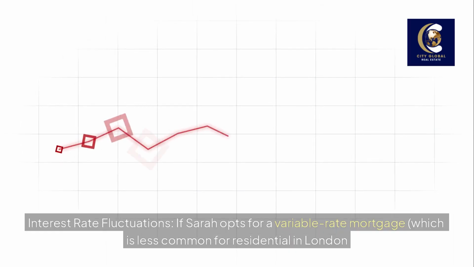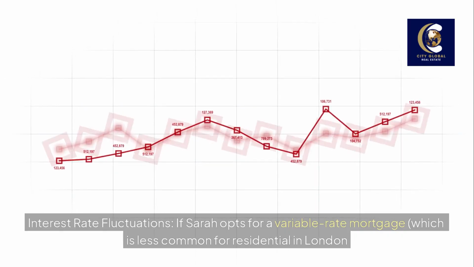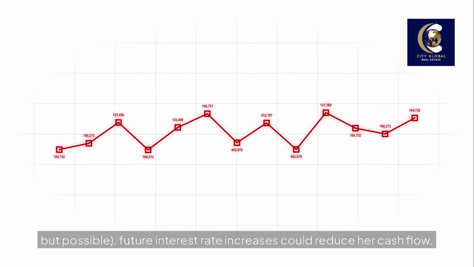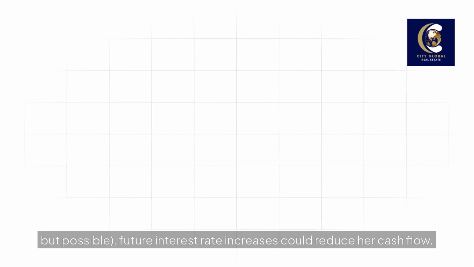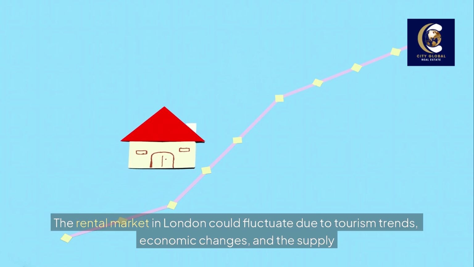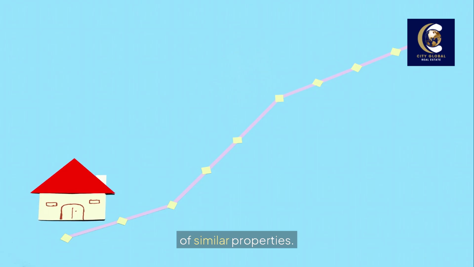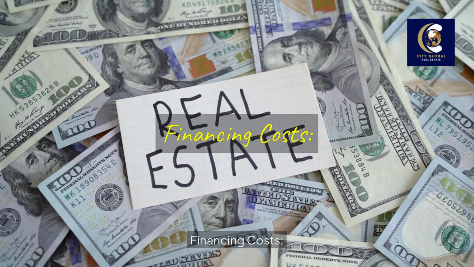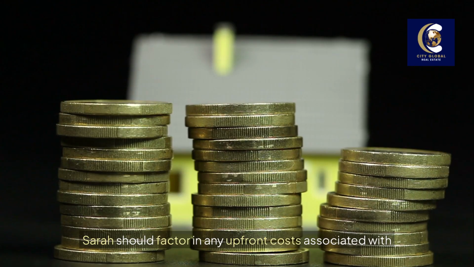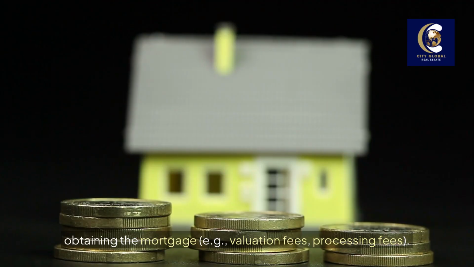Interest rate fluctuations. If Sarah opts for a variable rate mortgage, which is less common for residential in London but possible, future interest rate increases could reduce her cash flow. Market conditions. The rental market in London could fluctuate due to tourism trends, economic changes, and the supply of similar properties. Financing costs. Sarah should factor in any upfront costs associated with obtaining the mortgage, e.g., valuation fees, processing fees.